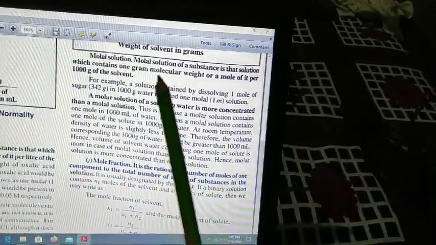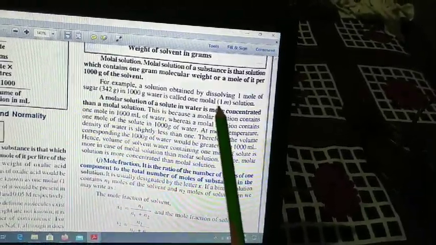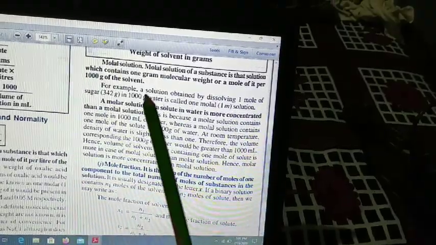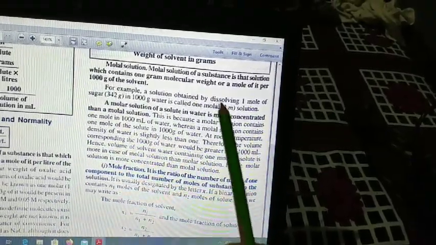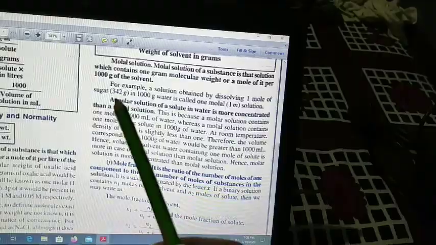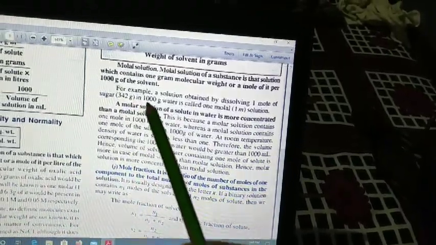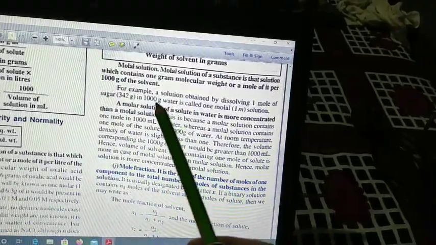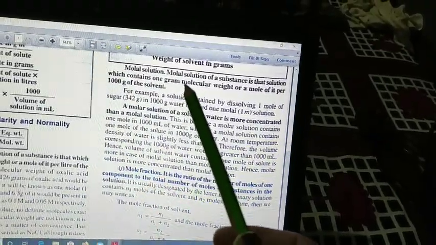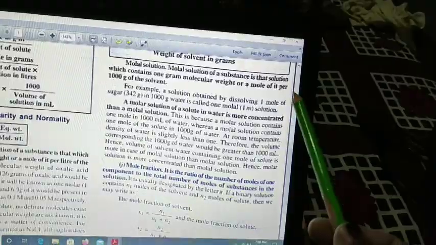Say for example, if you want to prepare a molal solution of sugar, then you need to dissolve 1 mole of sugar, that is the molecular weight, 342 gram, in 1000 gram of water, because 1000 gram of solvent is taken. This is called a 1 molal solution.